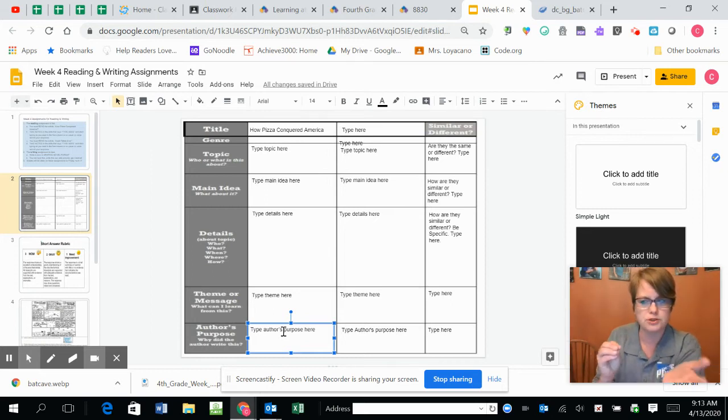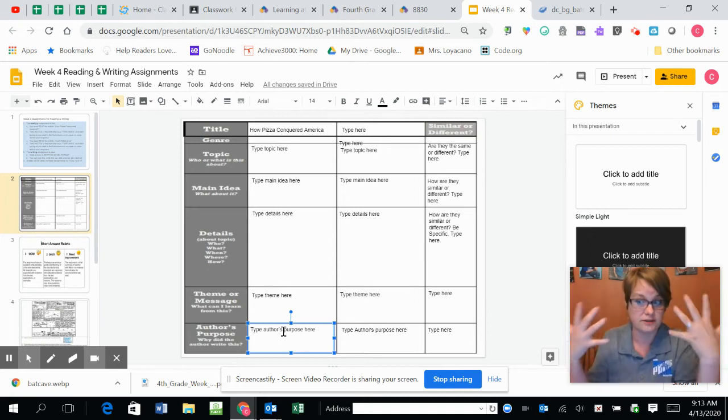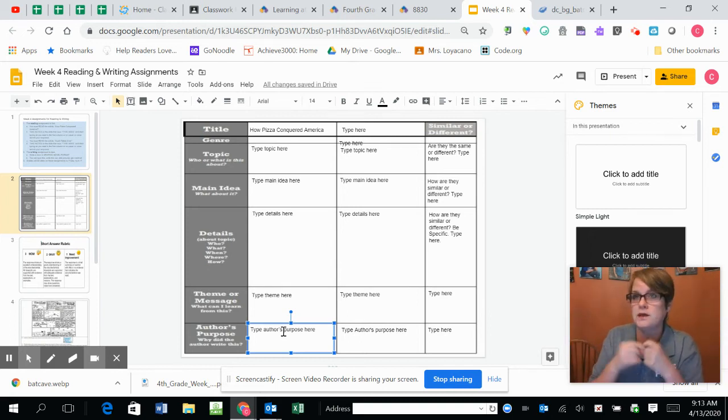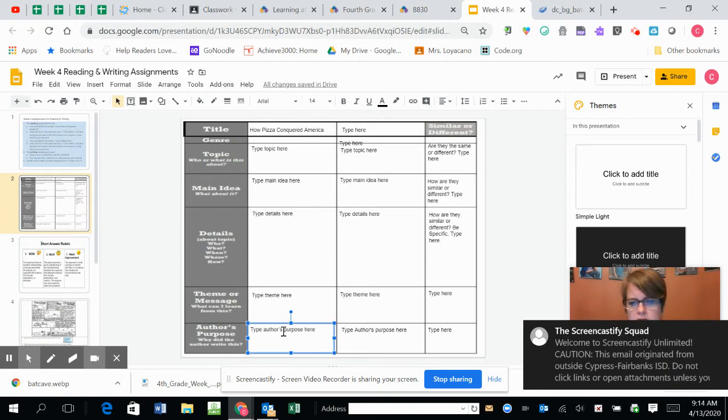Was his purpose to inform us? Was his purpose to teach us something? Was his purpose to compare and contrast? Was his purpose to show us differences? Was his purpose to be comical, to make us laugh? Did you laugh? Was his purpose to persuade us? Like, did he persuade you to go out and buy pizza and make pizza? Or was his purpose to describe things? Remember, descriptive language. Did he describe things?